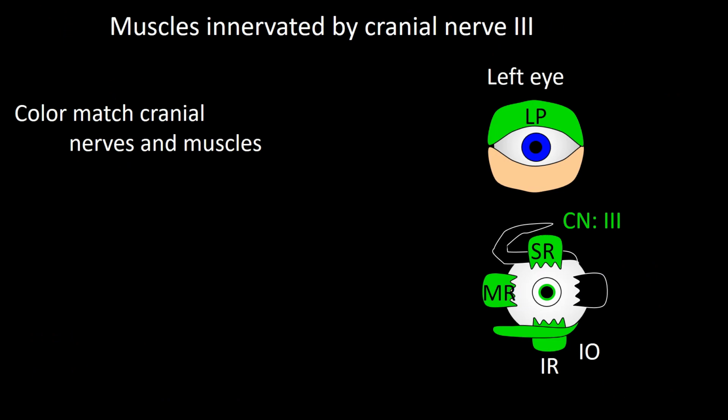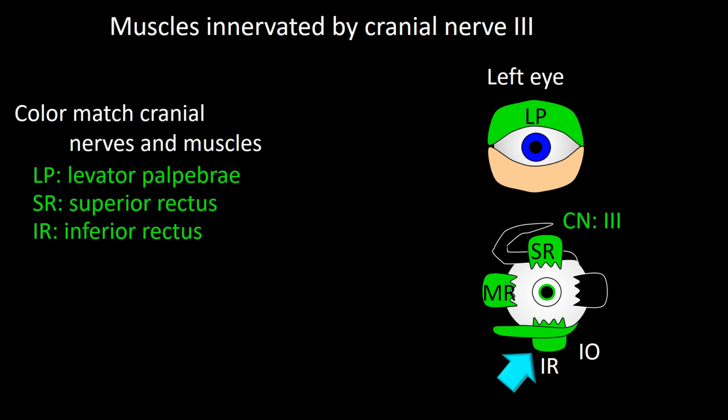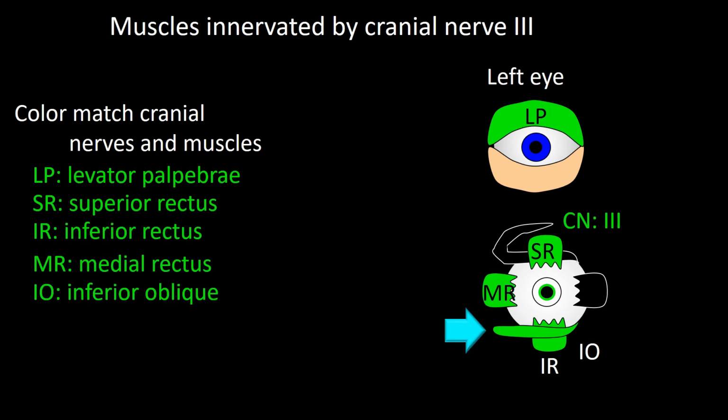As you know, the muscles innervated by the oculomotor nerve, here represented in green, are the levator palpebrae, the superior rectus, the inferior rectus, the medial rectus, the inferior oblique, and the pupillary sphincter. The ciliary muscle is also innervated by the third cranial nerve, but we cannot evaluate its function by the method so far applied. Hence, we will leave it out of the discussion at this time.